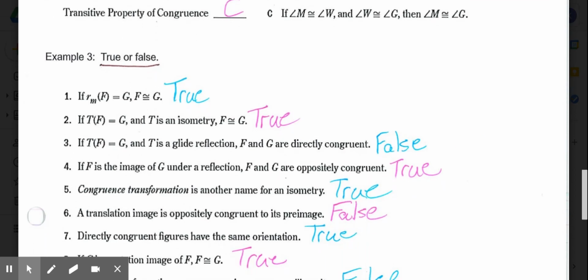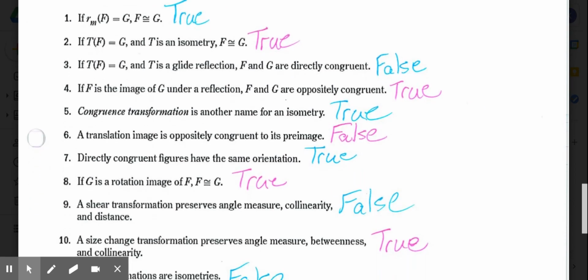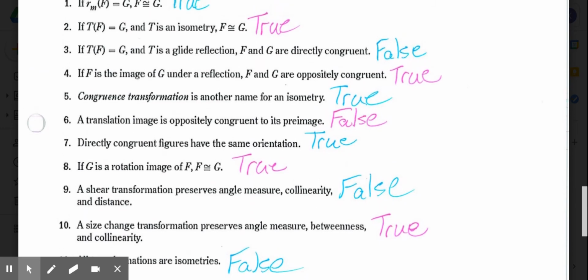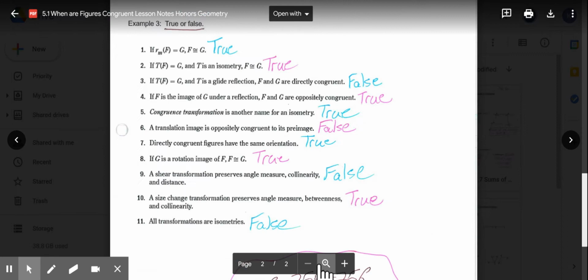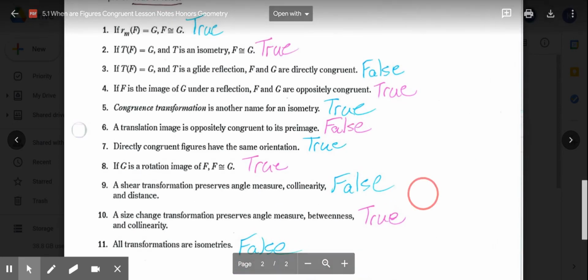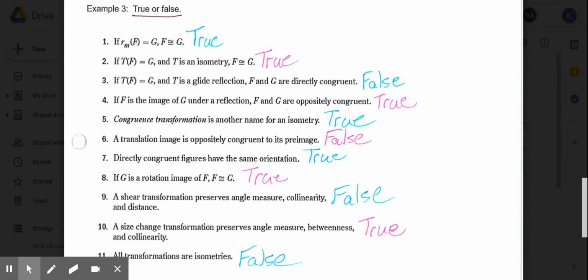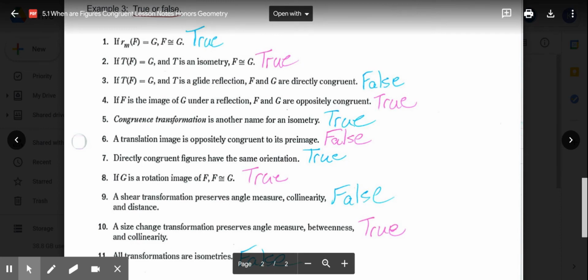And then example 3 are 11 true-false statements. So we're going to go through these true-false statements and decide if they're true or false based on what we know about congruence. So in number 1, it says if F is reflected over M and results in G, F and G are congruent. True, reflections are isometries. So if one figure is reflected to the other, they are congruent figures.